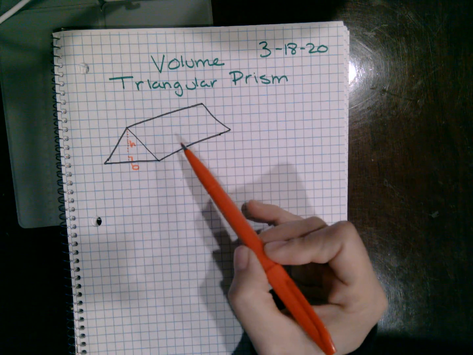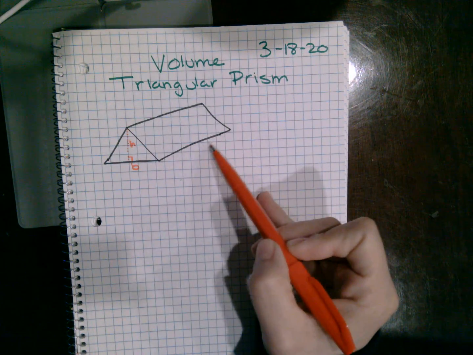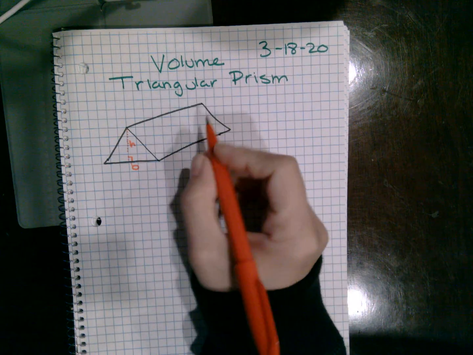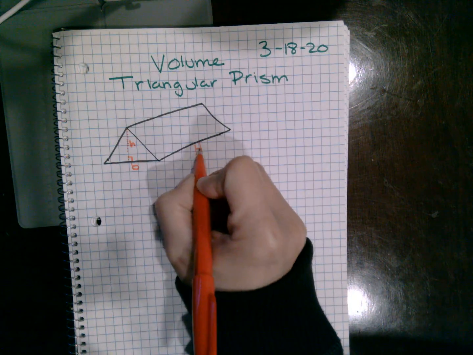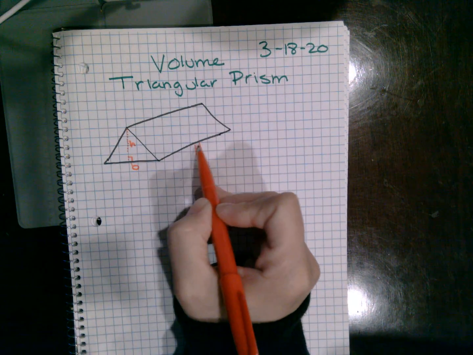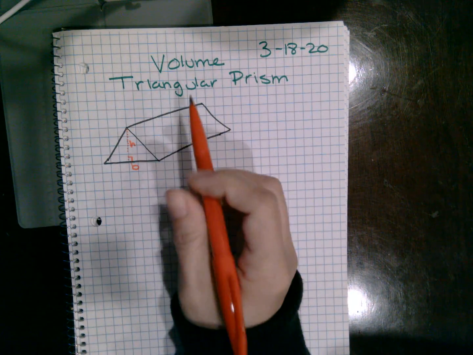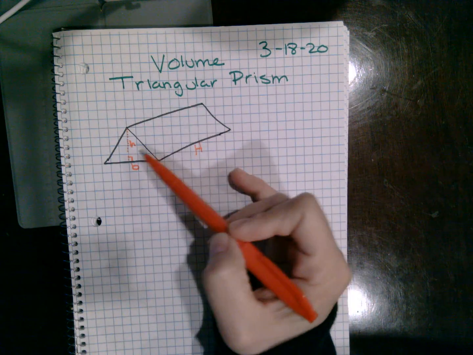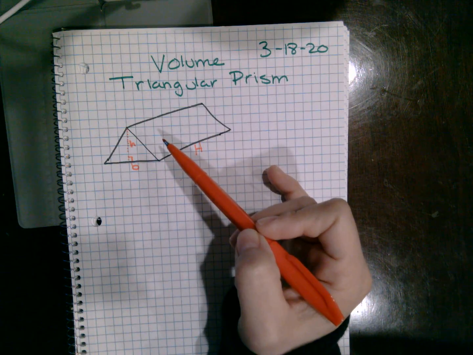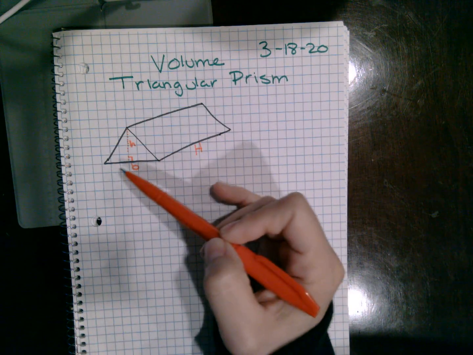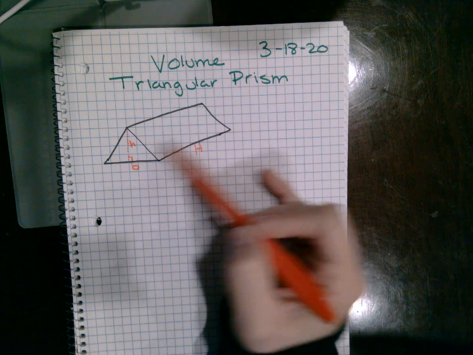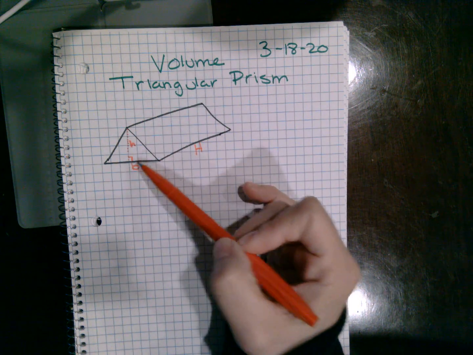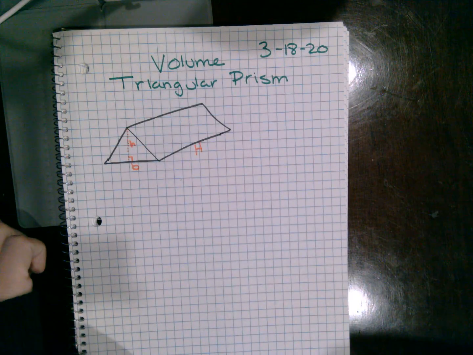Now, on the big triangular prism, this part we are going to call the big height. Not the height of the triangle, but the height of the whole big prism. This is the volume of a triangular prism. Volume means how much stuff can I fit inside of a particular object. How much water, how much sand, how much of anything can you fit in this triangular prism? We're going to need these three pieces of information to do so.